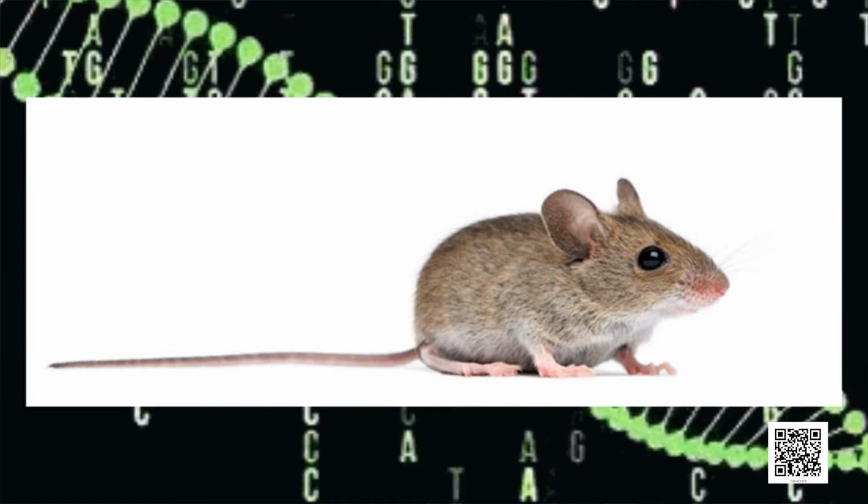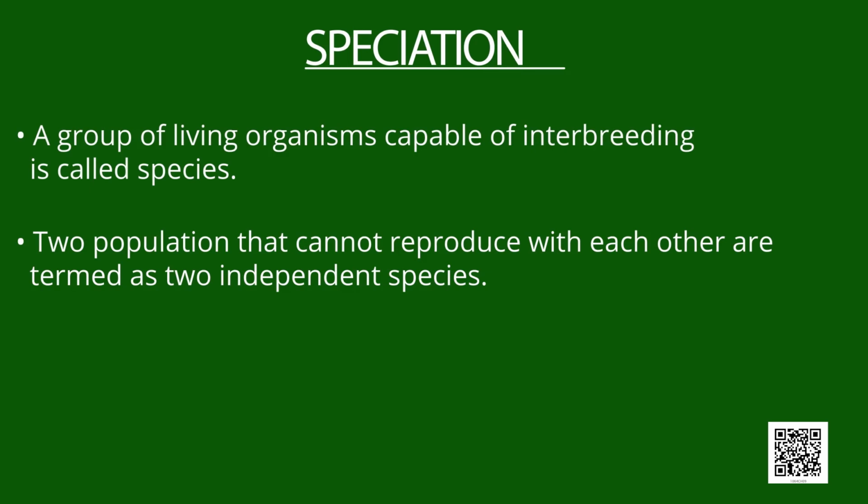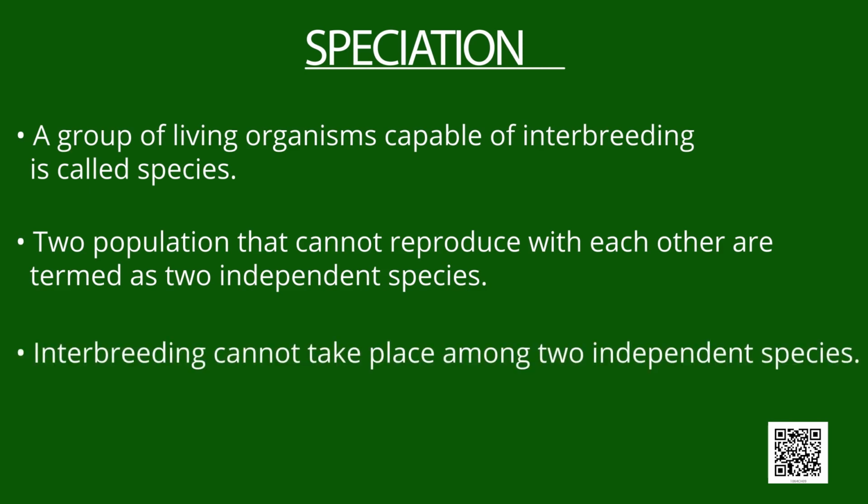Children, next we will discuss speciation. A group of living organisms capable of interbreeding is called a species. Two populations that cannot reproduce with each other are termed as two independent species. Interbreeding cannot take place among two independent species. Now let us try to understand what speciation is with the help of another situation.